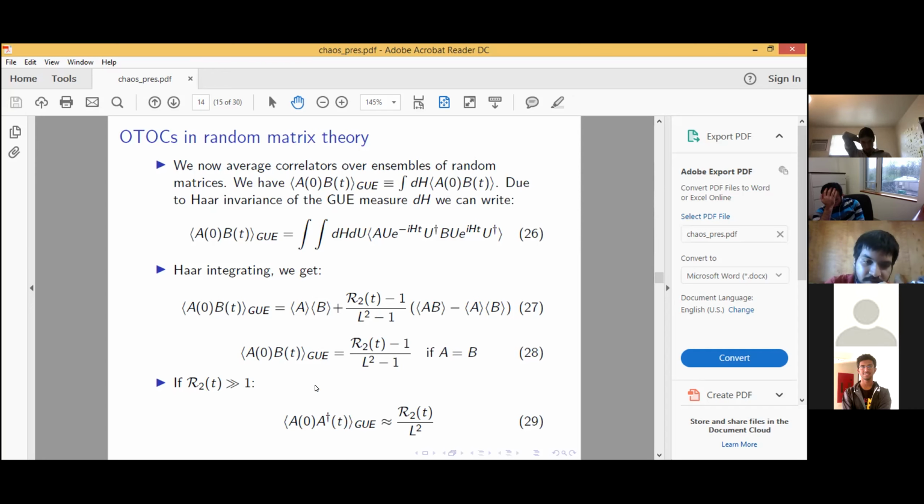So now we see that if A is equal to B, we end up with this value for the 2-point function. And if R2 has a very large value, then we can write the following. So A0, A dagger of t averaged over the GUE is approximately equal to R2 divided by L squared.